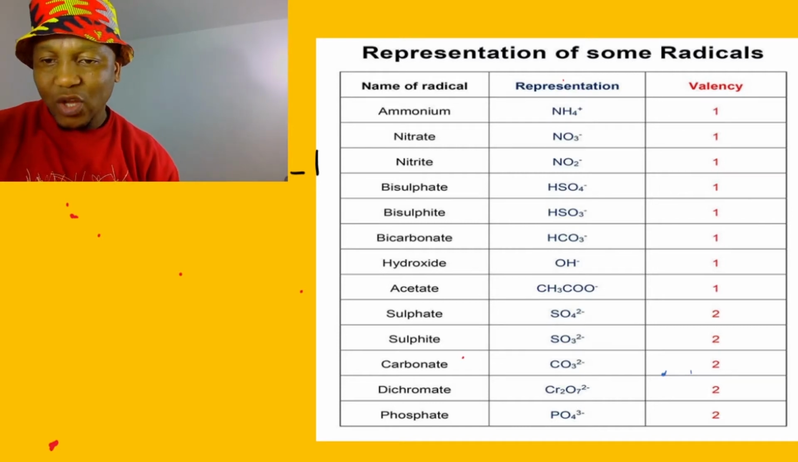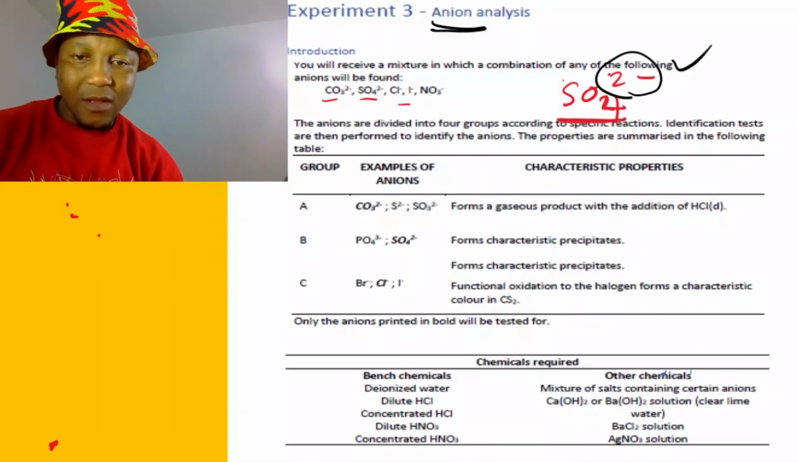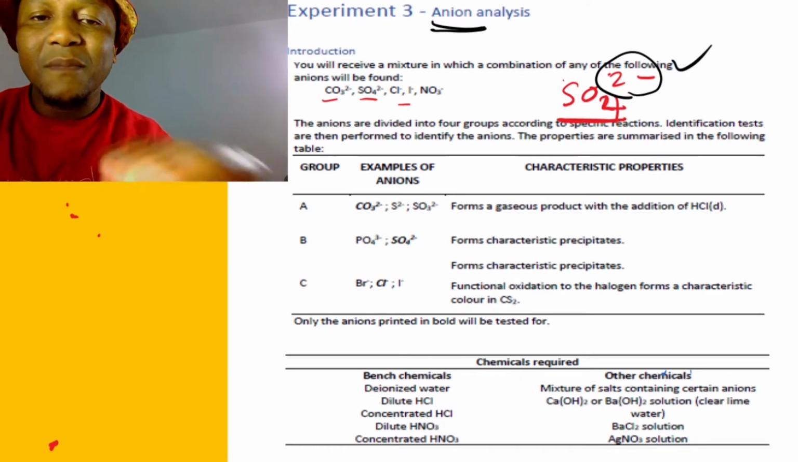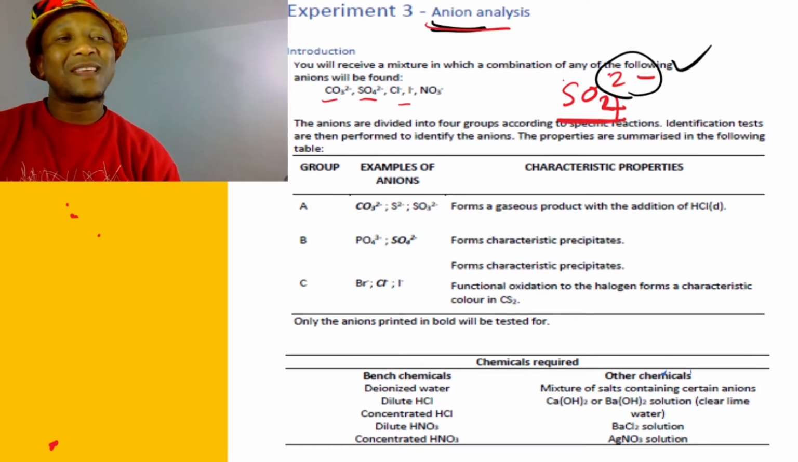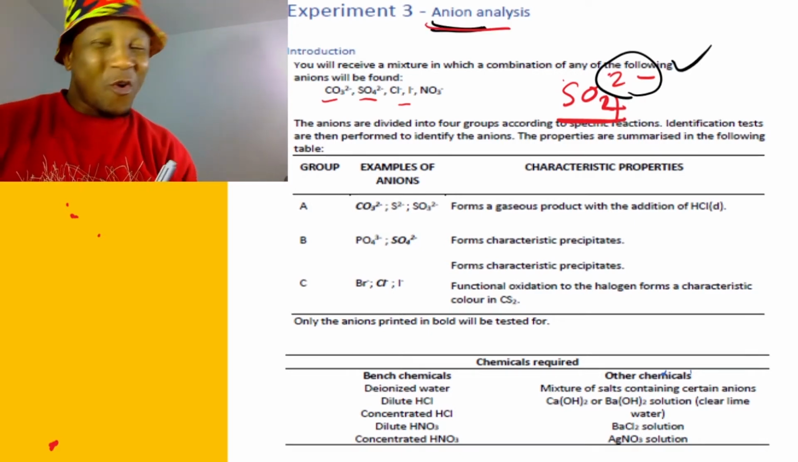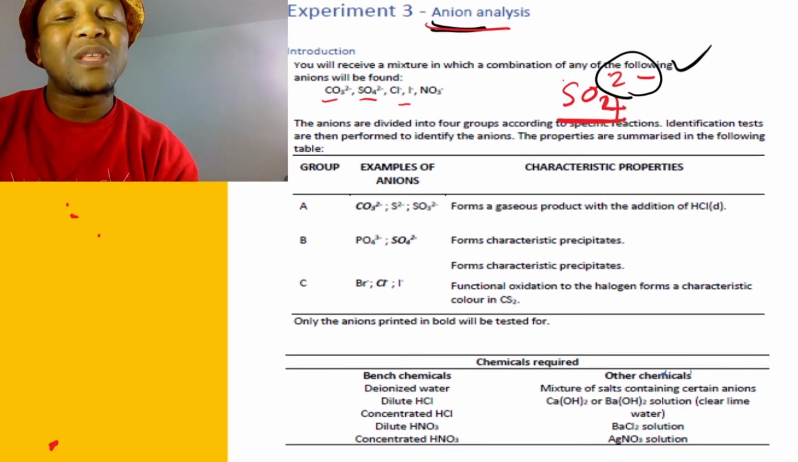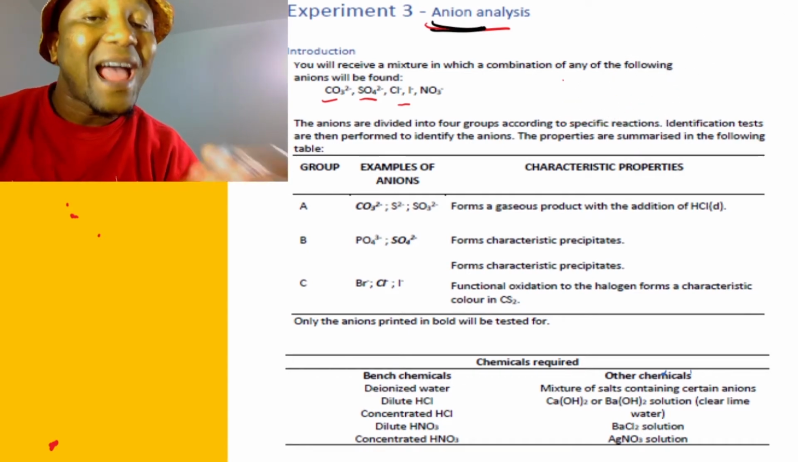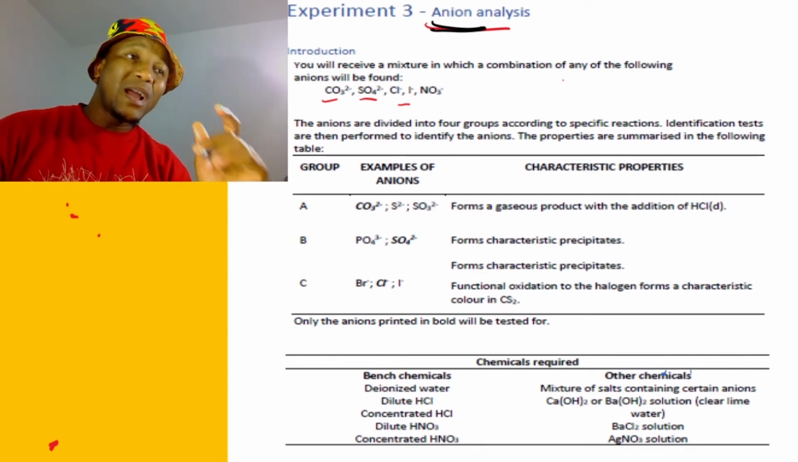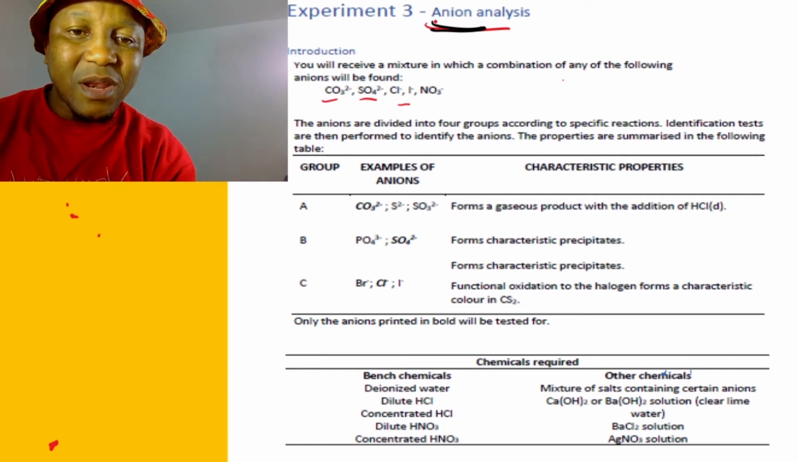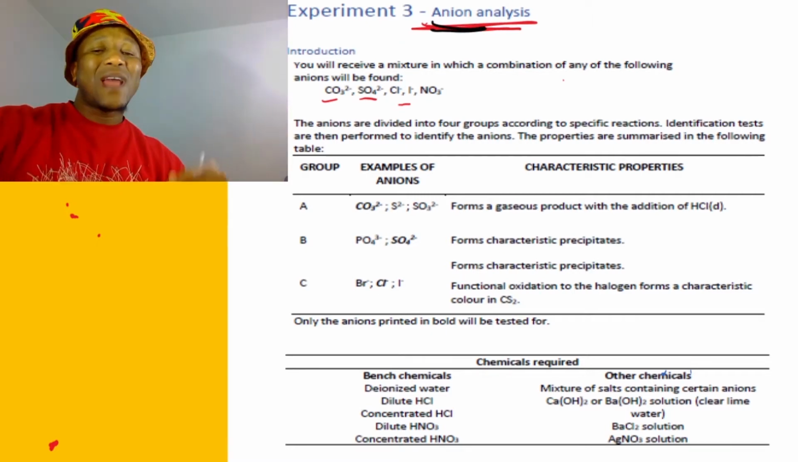Now let's go back to what we started here. We said anions. Now we know anions means something with a negative charge. It could be a radical, or an element with a negative ion, and we call it anions because of the negative. But for positive, we call them cations. Okay, now, so that's what they say. This experiment is about anion analysis. You want to analyze anions.